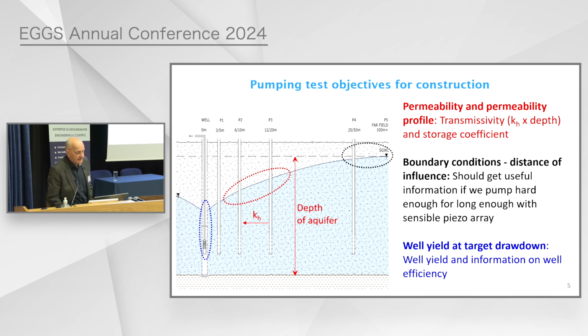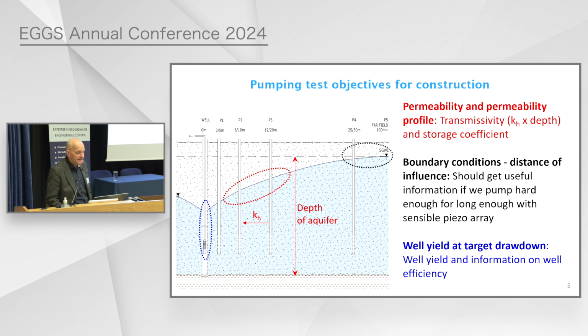So the objectives for a pumping test from a dewatering perspective fall into 3 main areas: permeability and permeability profile. But big reveal from Martin yesterday, it doesn't measure the permeability, we get a measurement of the transmissivity. So we specifically get a measurement of the horizontal permeability times the depth. And if we don't know the depth, we might not know that much about the permeability. We can also get the storage coefficient out of it.